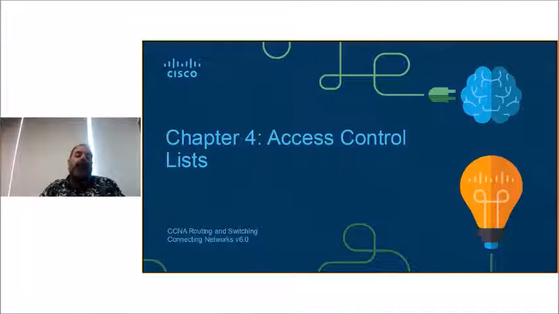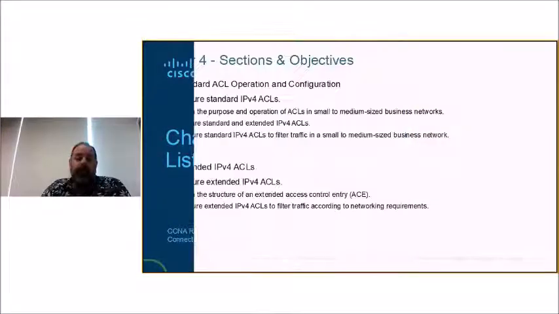Right, so chapter 4, access control lists. Now we did a little bit of ACLs in CCNA 2, but that was very little. So this is a more in-depth look. I think we basically just did standard ACLs, and that was IPv4 ACLs, and I think that was it. So this goes into a lot more depth, into a lot more options.